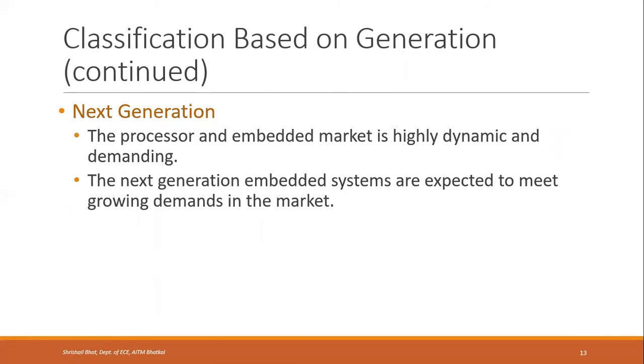So what is going to come next, that is the next generation. The processor and embedded market is highly dynamic and more demanding. Day by day, demands are growing, and the next generation embedded systems are expected to meet these growing demands in the market. So this is about the classification of embedded systems based on the generation.